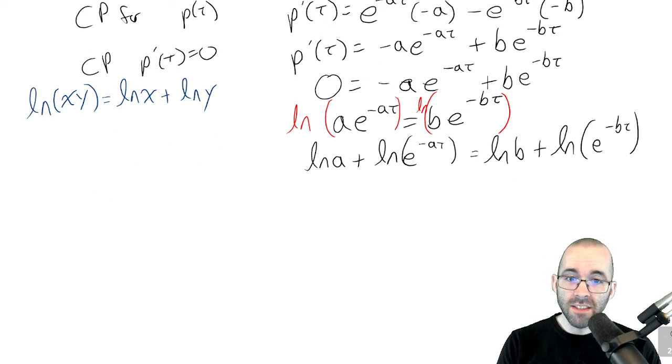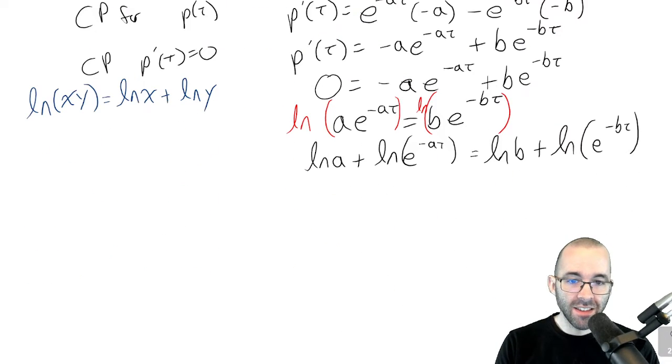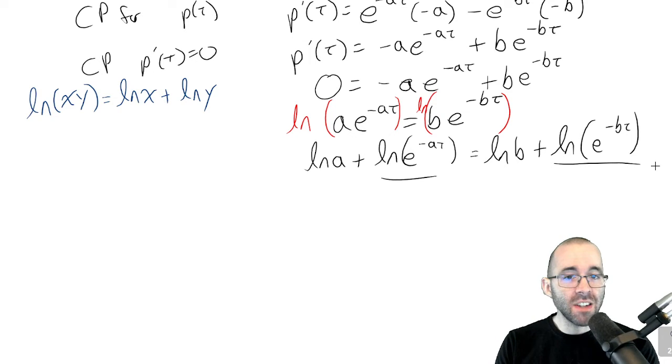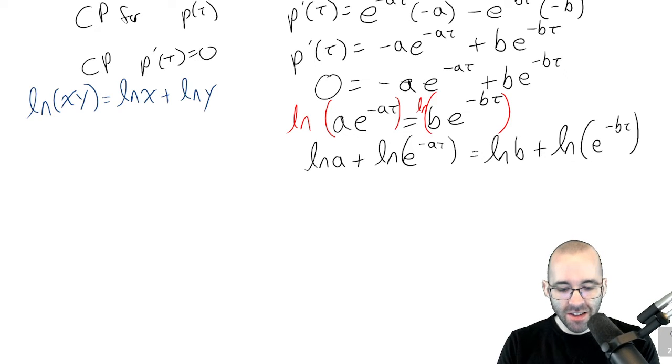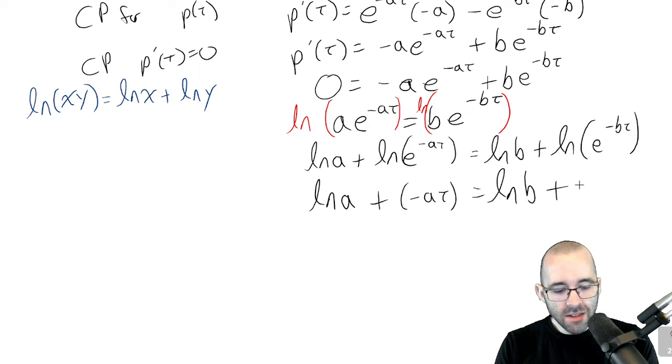Looks messy, but we're in a really good spot. Okay? Because what do these two things simplify to? Natural log and exponential functions are inverses. They undo each other. This is the natural log of a plus negative at. This is the natural log of b plus negative bt.